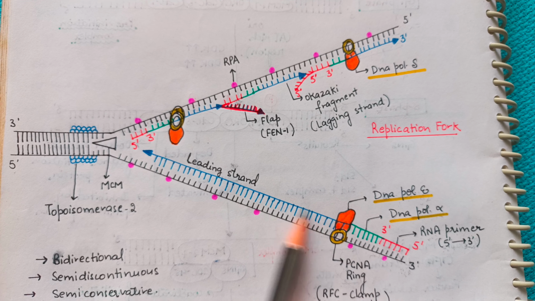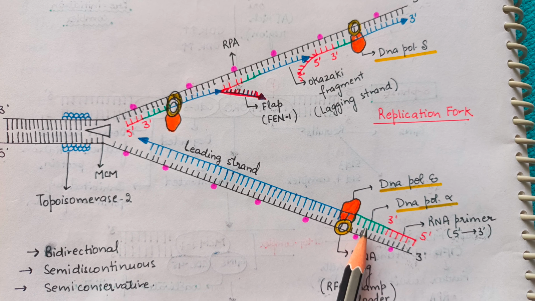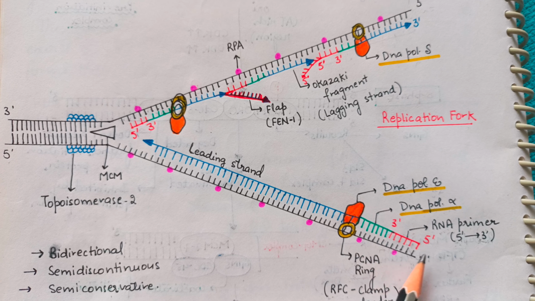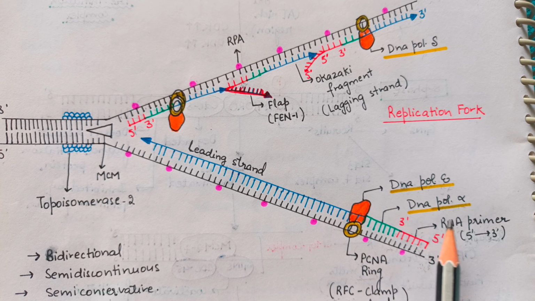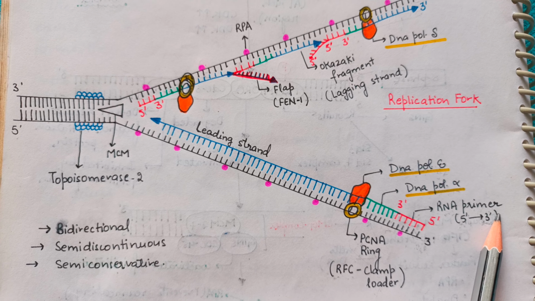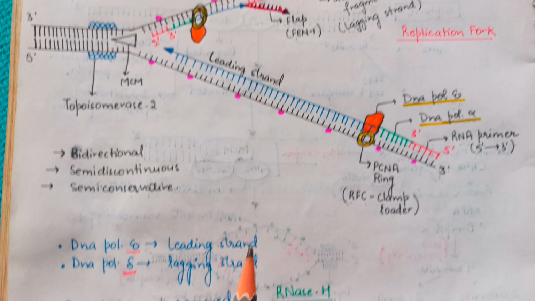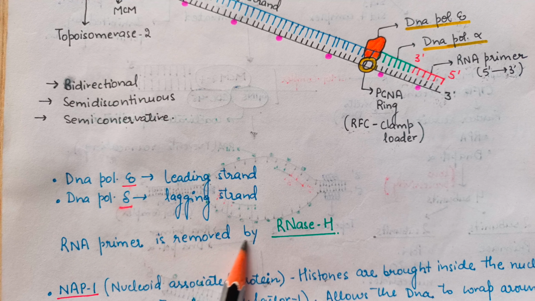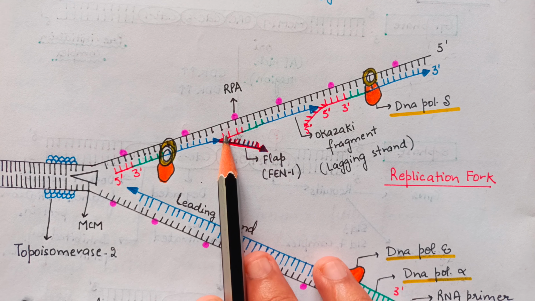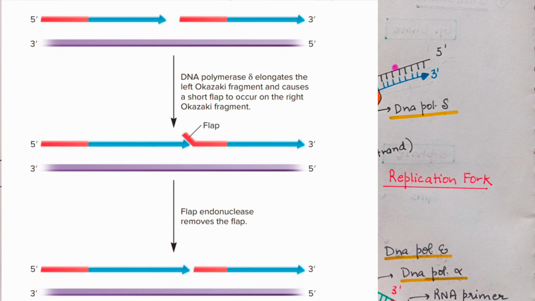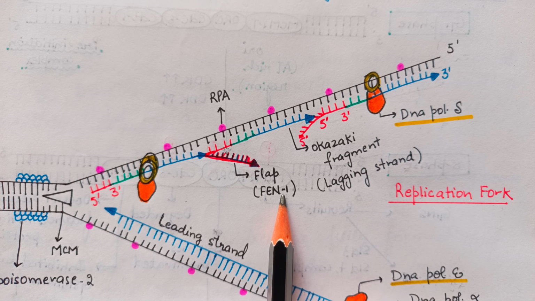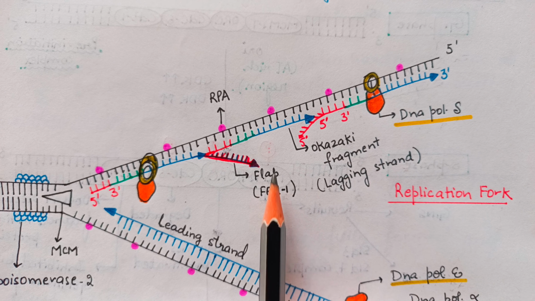Now since we have seen that both these strands have been formed, the major task is that we need to remove this RNA primer, because it can't be there for a long time. The RNA primer needs to be removed by an enzyme called RNase H in the leading strand. But in the lagging strand these primers are actually removed by FEN1, which is called flap endonuclease 1. So flap endonuclease 1 removes the RNA primer in the case of lagging strands.